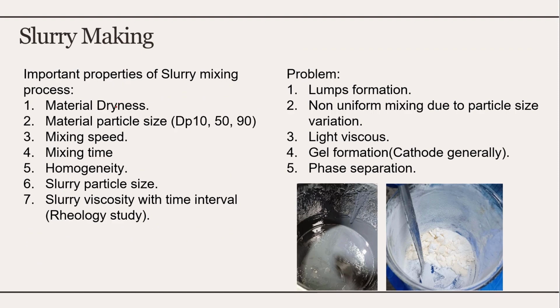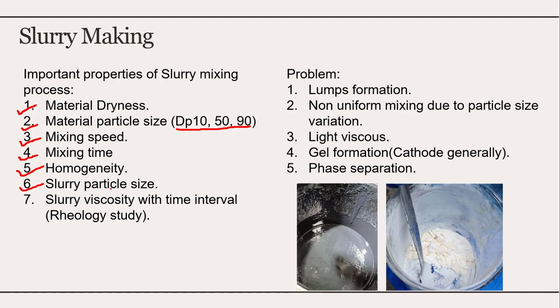So slurry making requires some important properties to be checked before that. The properties we have to focus on are the material dryness, whether the materials are dried properly; the material's particle size, meaning dp10, dp50, dp90 for both anode and cathode; the mixing speed of my mixer, say a planetary mixer; and how much time we have to mix the slurry. The homogeneity we have to check, whether the materials are mixed together or not. Is there any phase separation or not?